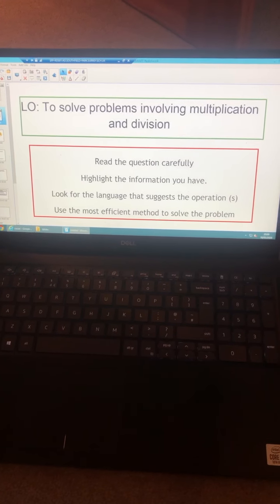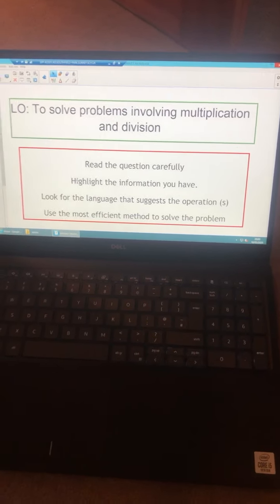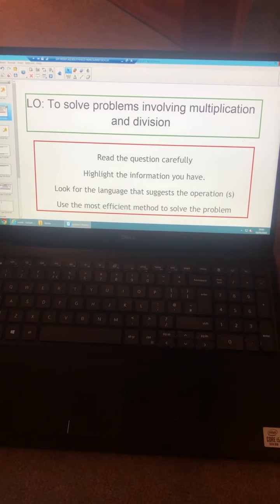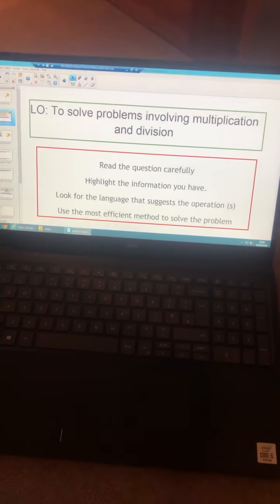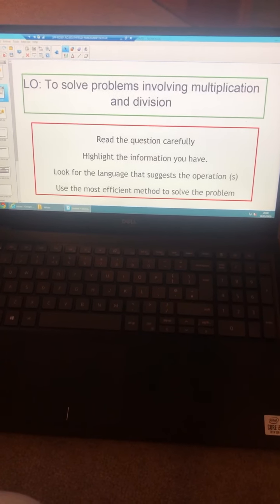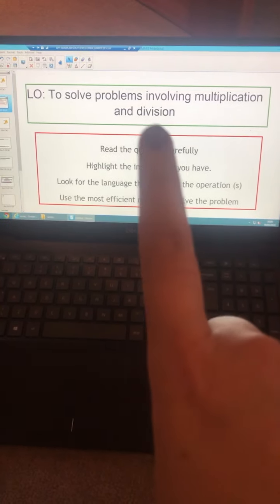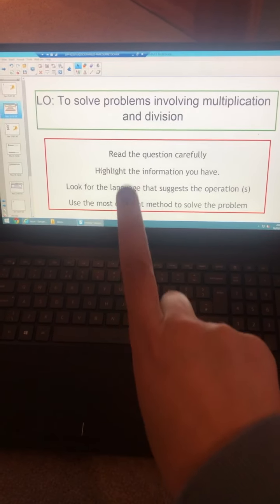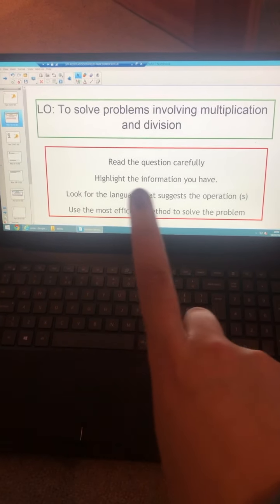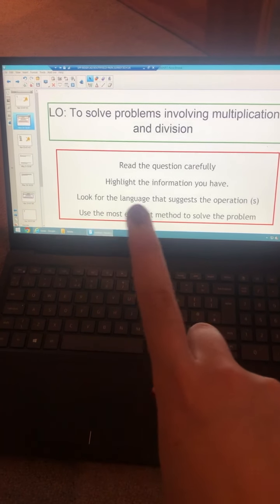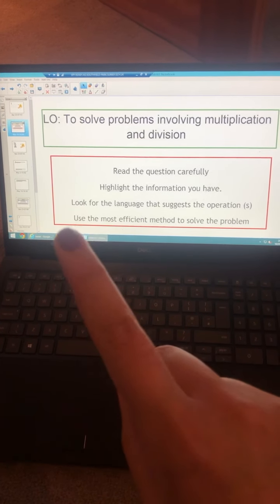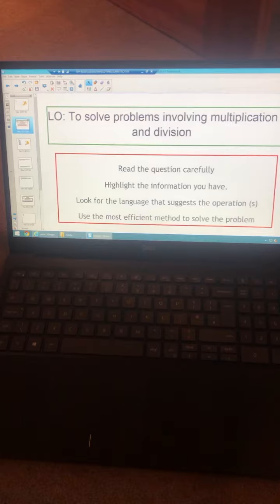Okay, so for today's learning objective, it says to solve problems involving multiplication and division. So some of them might be multi-step, some of them might be single step, but you're going to need to decide if it's multiplication or division. So you're going to read the question carefully, highlight the information you have, look at the language that suggests the operations, and use the most efficient method to solve the problem.